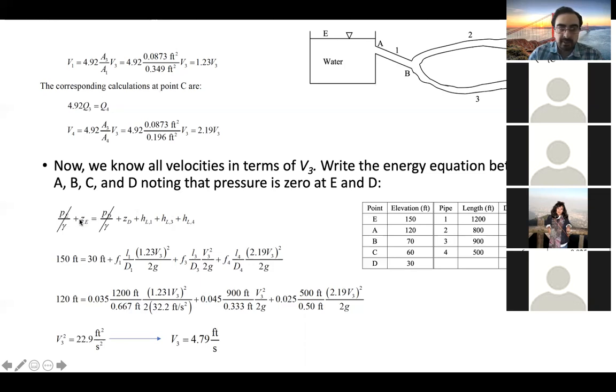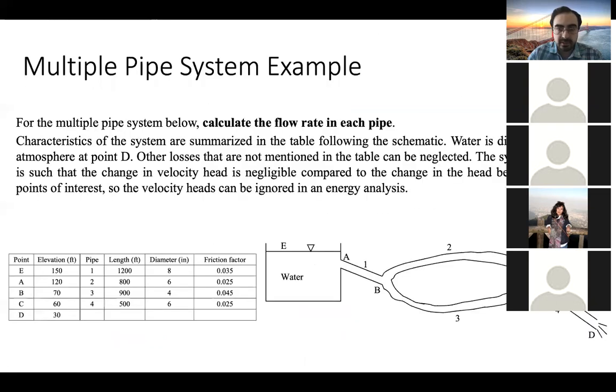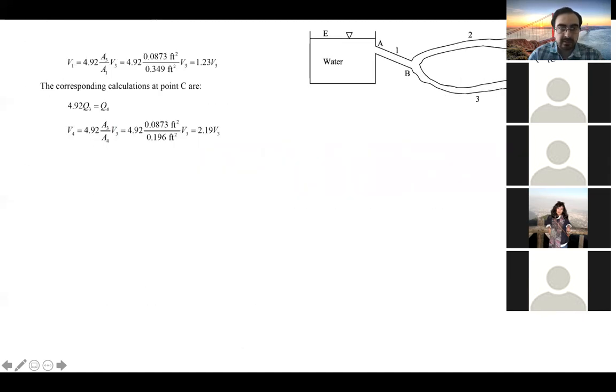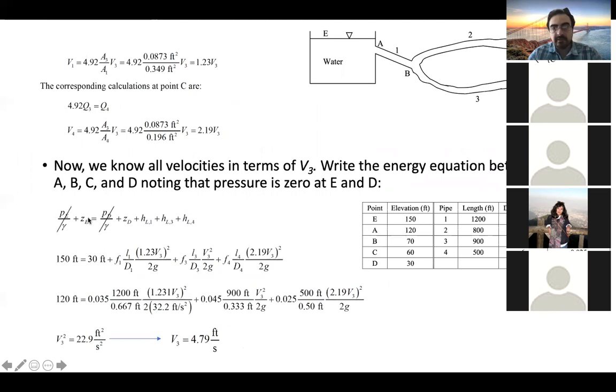So PE over gamma plus the elevation ZE here plus V squared over 2g here, but we know it's a tank, so the velocity can be neglected. And also, there was something here that the change in the velocity head is negligible compared to the change in the head between any two points of interest. So the velocity heads can be ignored in an energy analysis. So this means that I can just neglect velocity heads because they are much smaller than the change in the elevations.